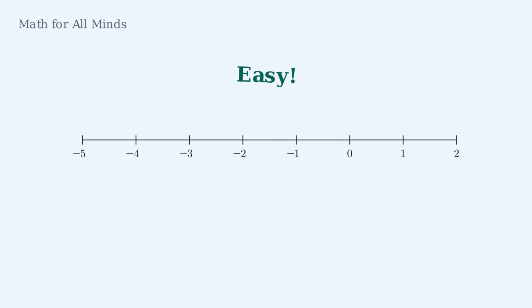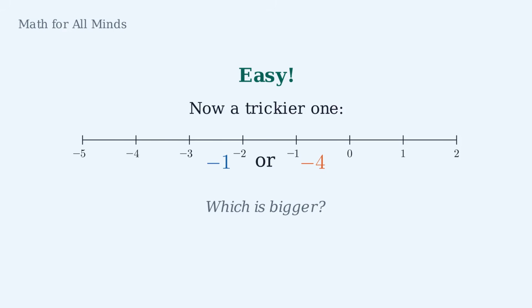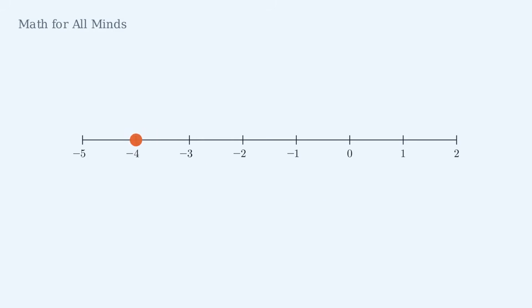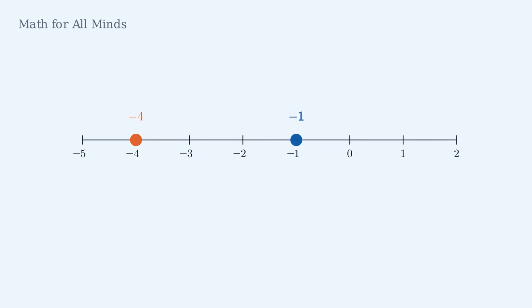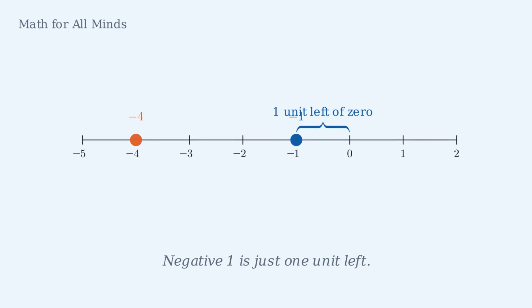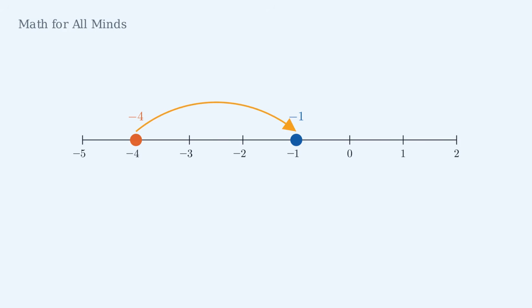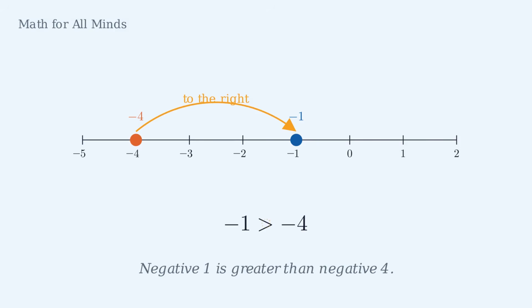Easy. Now try a trickier one. Is -1 bigger or is -4 bigger? Let's find them both. -4 is 4 units to the left of 0. -1 is just 1 unit to the left of 0. So -1 sits to the right of -4, which means -1 is greater than -4.